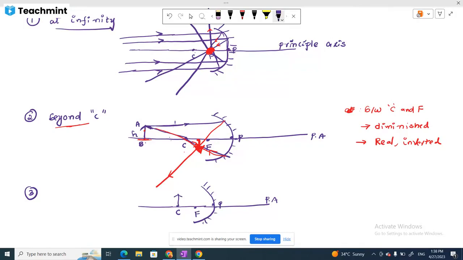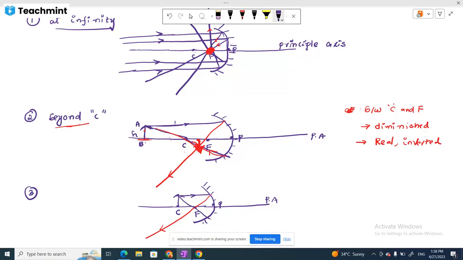Now we create two rays from the top point. I can take two. One is parallel to the principal axis. After reflection, it passes through the focus. This is the reflected ray for the first incident ray. Next, one more ray we can take, coming from the same point, passing through the focus.